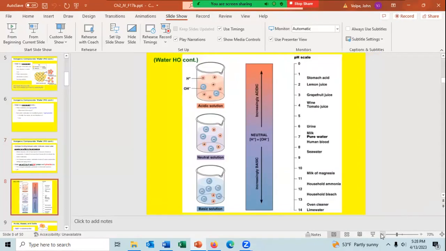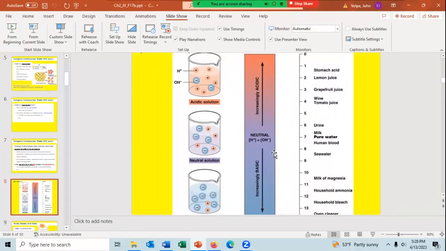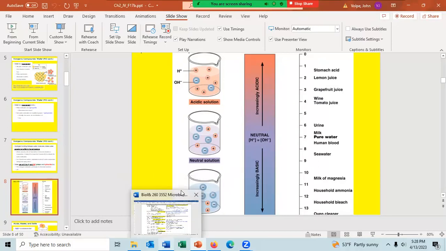All right, let's talk a little bit more about pH. When water breaks apart, forming H+ and OH-, we have water at a pH of 7 because the concentration of the H+ ions and the OH- ions equal each other. Any question about that?